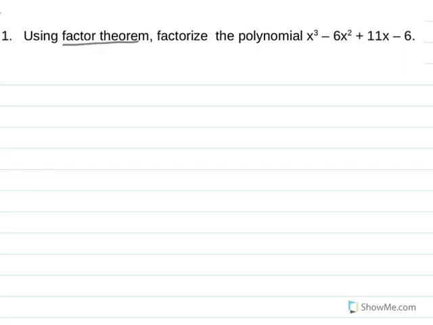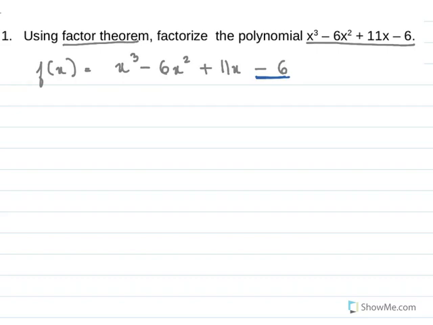Using factor theorem, factorize the polynomial. Now here the polynomial f of x is equal to x cubed minus 6x squared plus 11x minus 6. Now we see the constant term is minus 6.